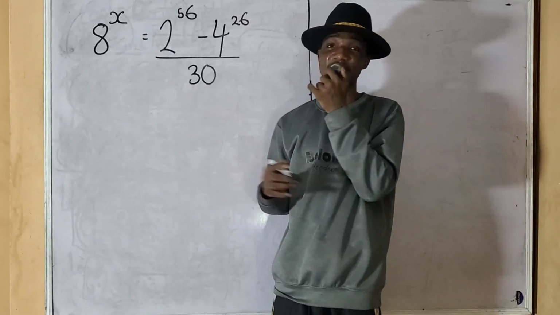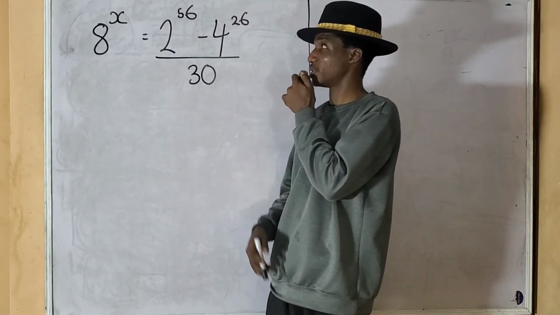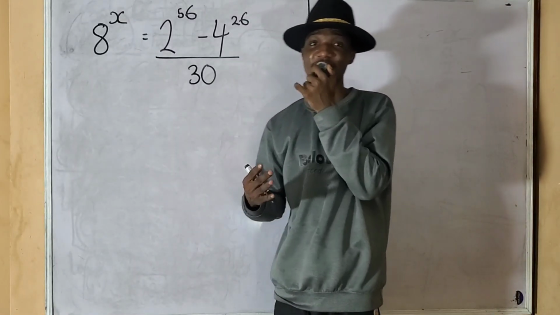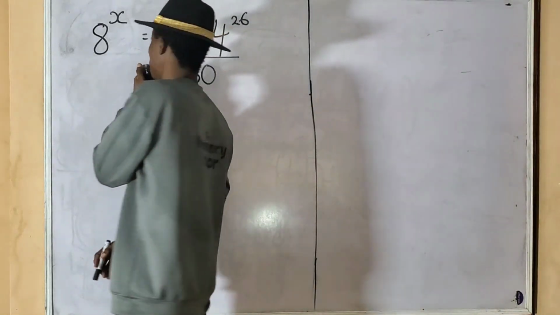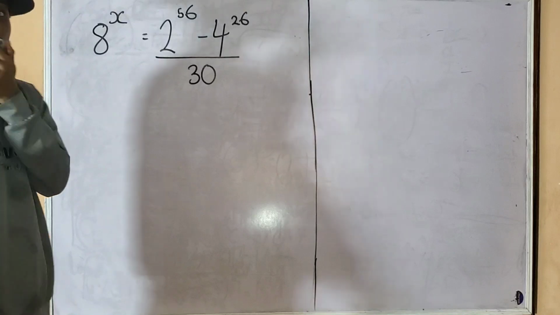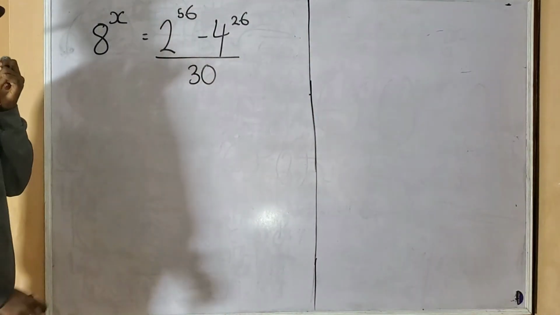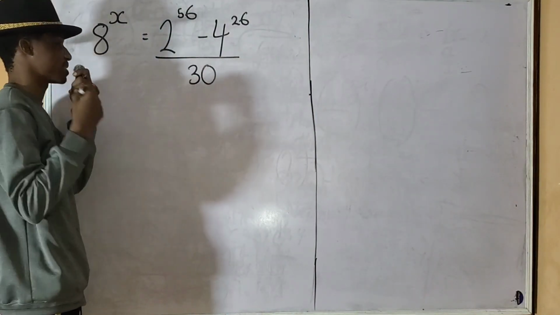Can you solve this exponential equation that we have on the board? Our goal is to find the value of x in the equation 8 raised to the power of x equals 2 raised to the power of 56 minus 4 raised to the power of 26, divided by 30.